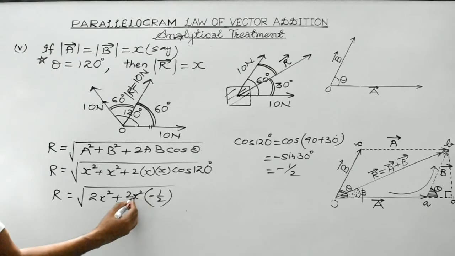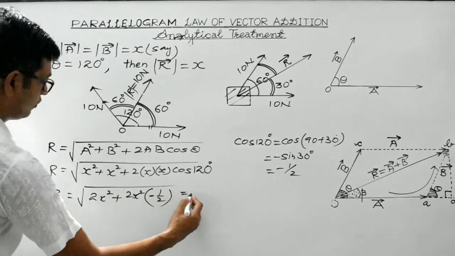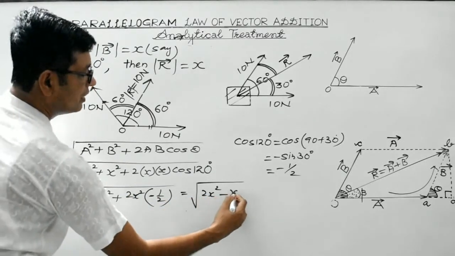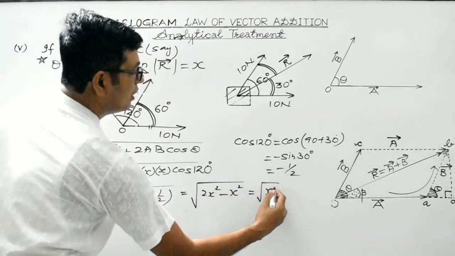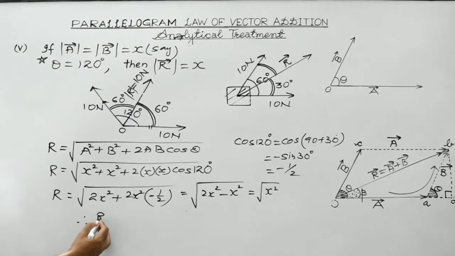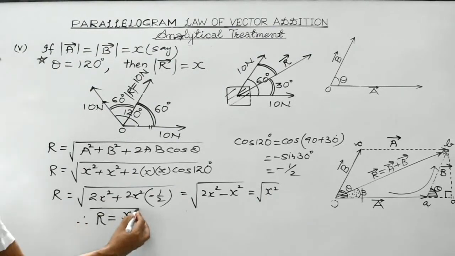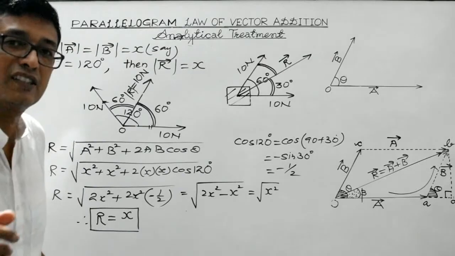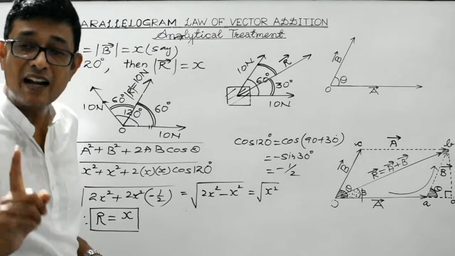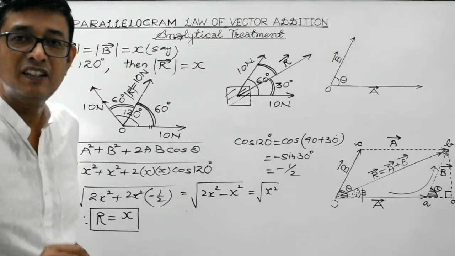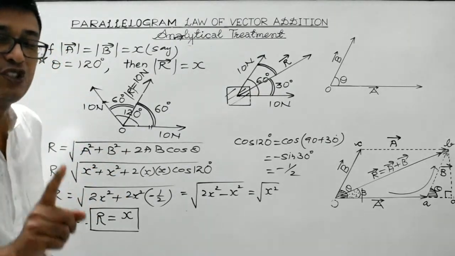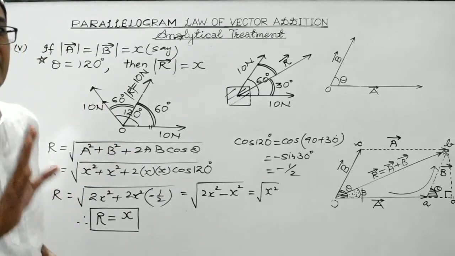Clear? So after solving, what you get is 2x square, 2 get cancelled, we will be left with minus x square. So it is square root of x square. Therefore, R is equal to x. So students, this is what we have proved. So do remember, whenever the two vectors are of equal magnitude and inclined at an angle of 120 degree, then the magnitude of the resultant is equal to the magnitude of either of the two given vectors.